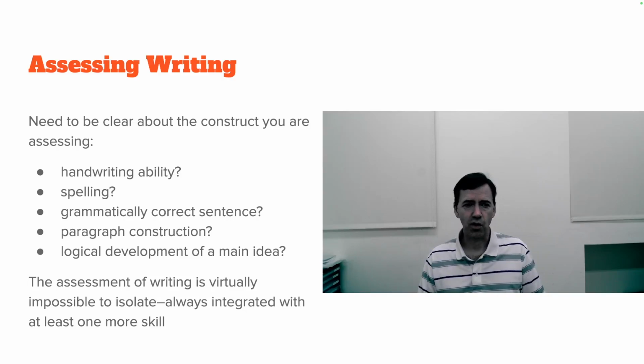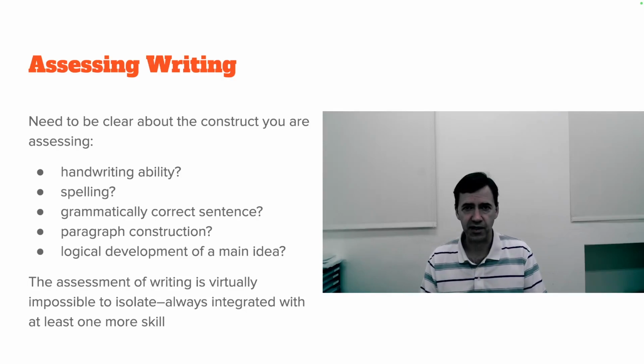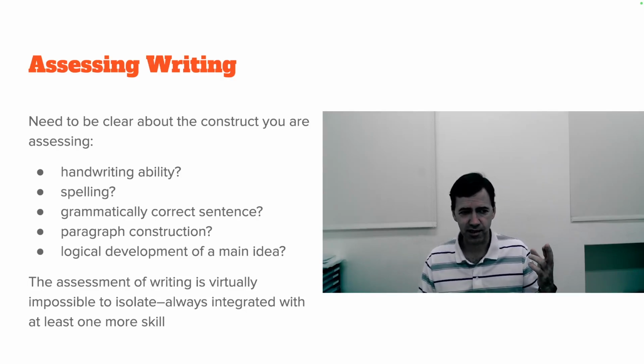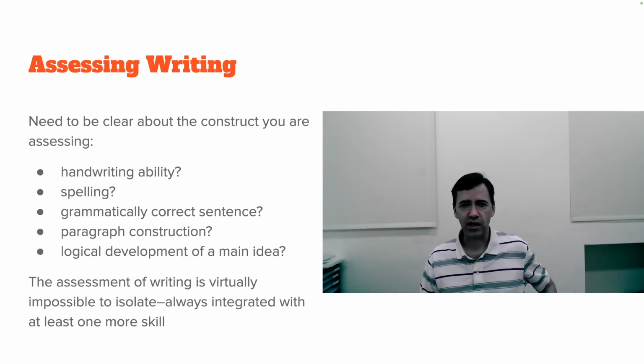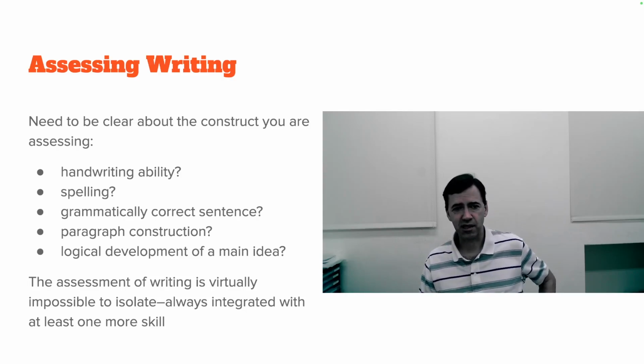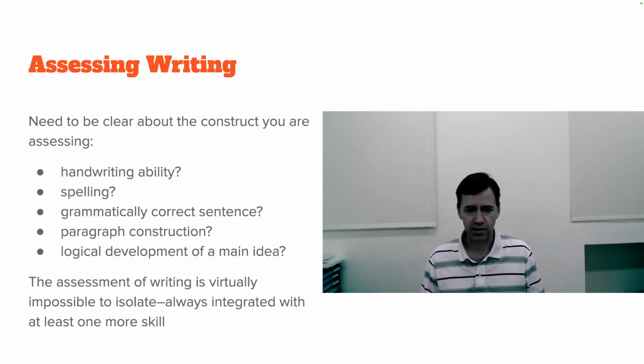Another point about assessing writing is that it's virtually impossible to isolate writing from the other skills. Think about it. When you write something down, after you write it, what do you usually do? You go back and read it. So reading is automatically embedded in writing. And typically we have reading prompts, and it could be listening as well. It's really hard to isolate it. So we always assume that it will be integrated with at least one more skill.